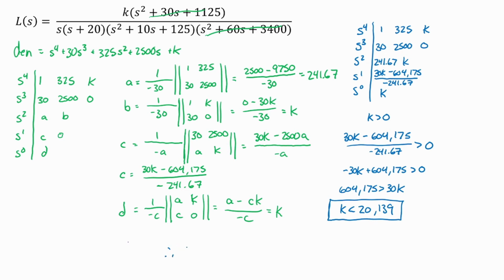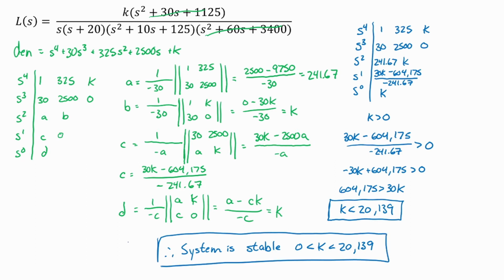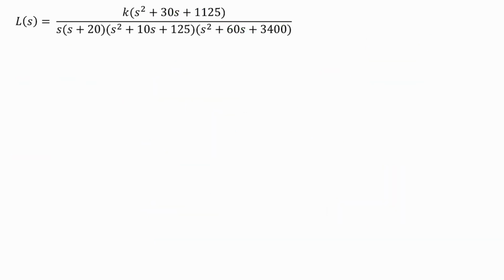So therefore, the system is stable when the value of k is greater than 0 and less than 20,139. And that is a range of k for part A. We will now continue on to part B. So now we're going to go to section B.